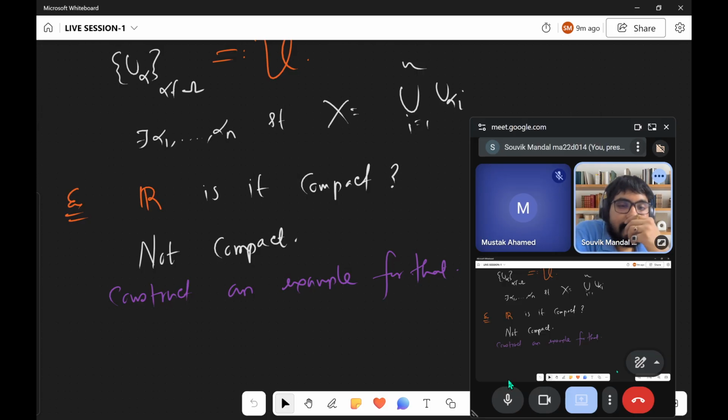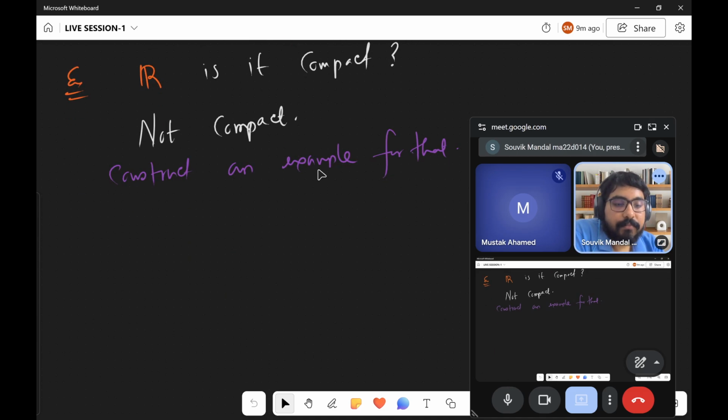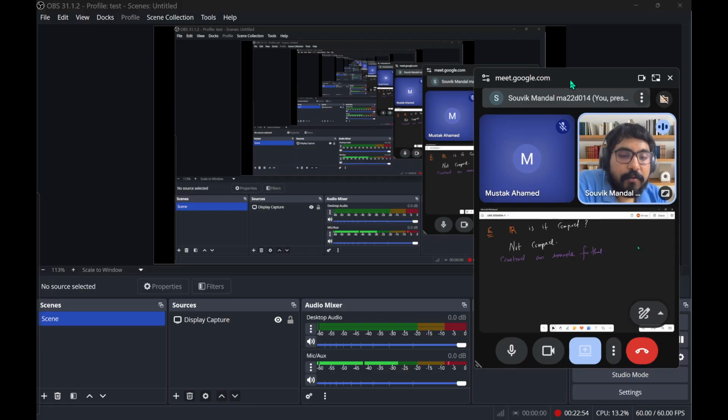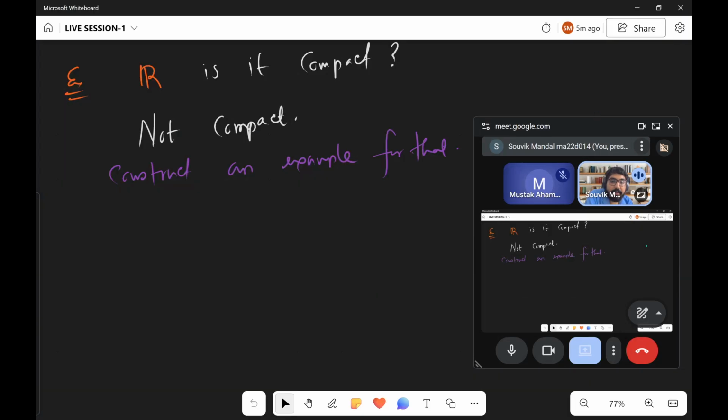So, Mustaq, are you able to figure out why it's not compact? Do you have any idea? Or are you able to produce any open cover which does not have a finite subcover? So, what is the target? The target is to create an open cover which does not have a finite subcover, right? That's the fundamental target to show something is not compact, correct? So, what is one possible way?